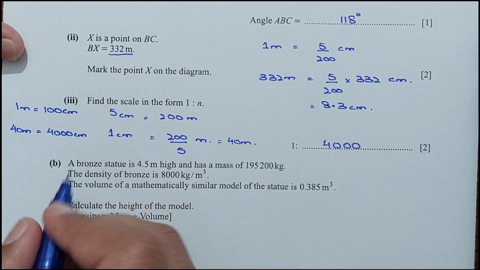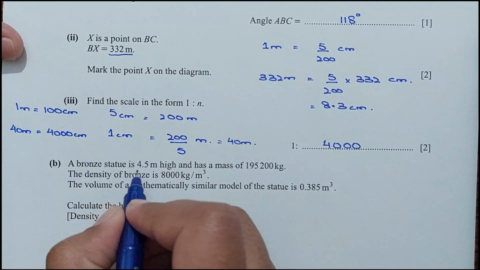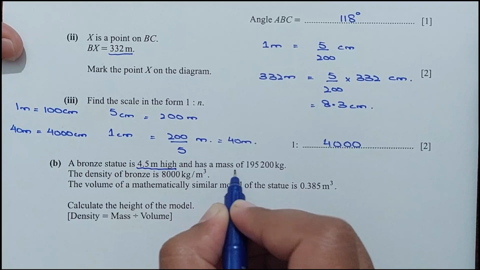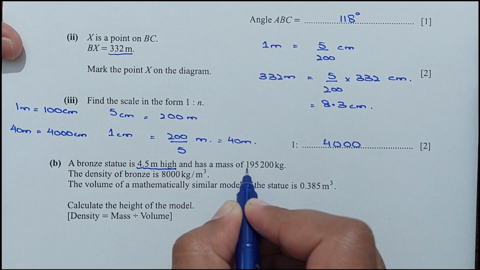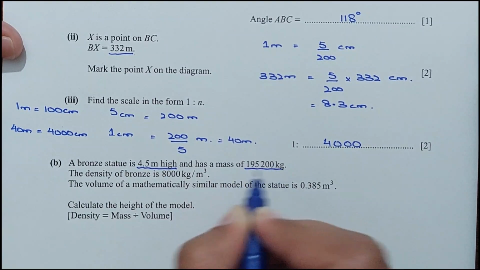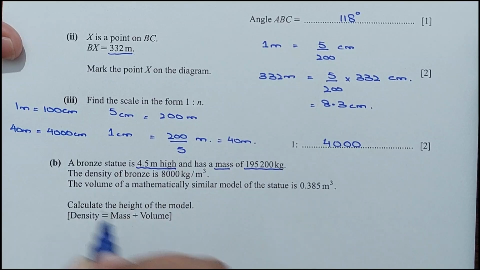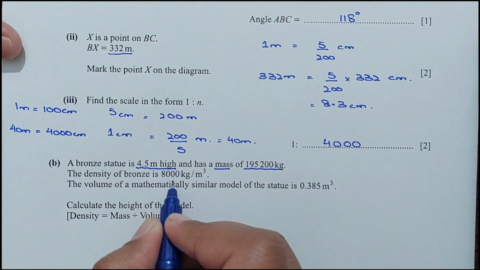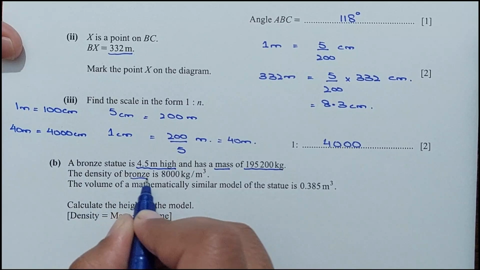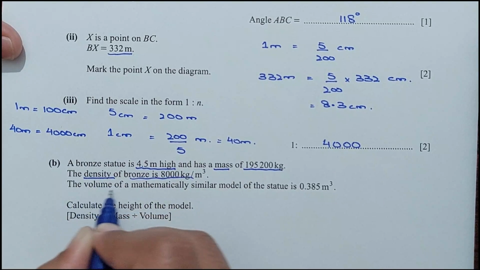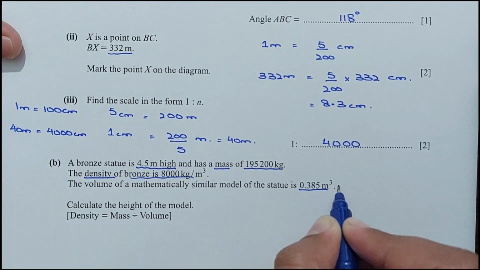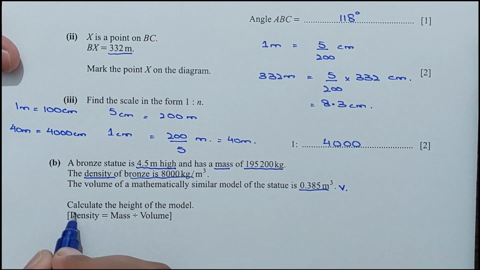Now for part B, a bronze statue is 4.5 meters high and has a mass of 195,200 kilograms. This is the mass and this would be the height. The density of the bronze is 8,000 kilograms per meter cube. The volume of a mathematically similar model of the statue is this much. This would be the volume, right? Calculate the height of the model.